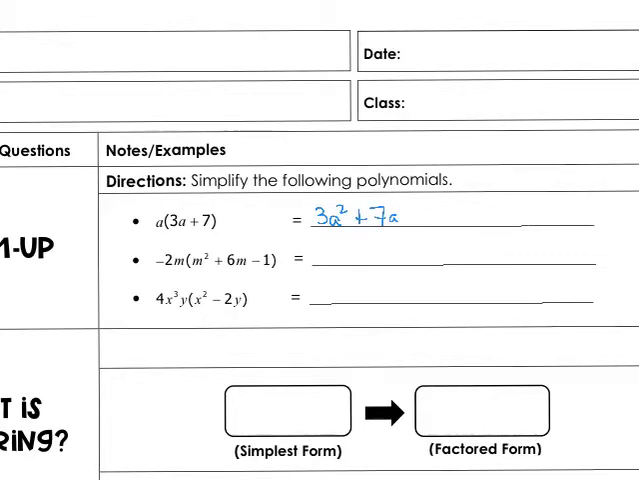Here, minus 2m times m squared is minus 2m to the third. Minus 2m times 6m is minus 12m squared. Minus 2m times negative 1 is plus 2m. And then for this next one, we'd have 4x to the fifth y, and then negative 8x to the third y squared. Okay, so that was just a little warm-up practice.